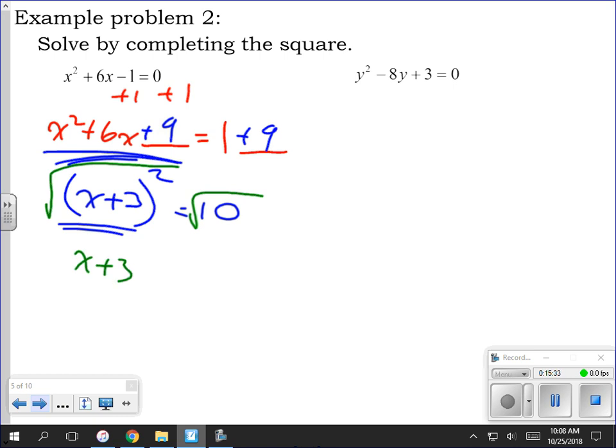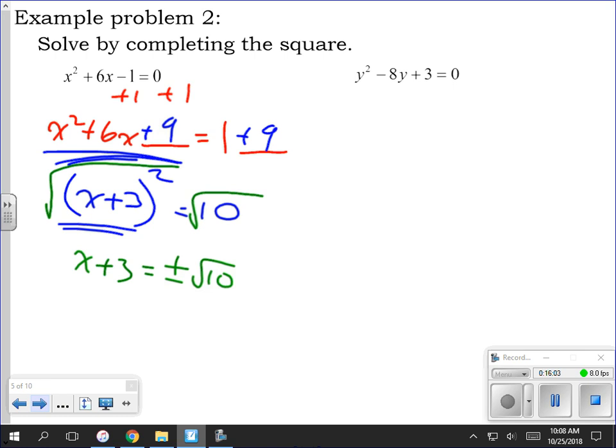X plus 3 equals plus or minus square root of 10, because 10 is not a perfect square. If it was a perfect square, then this problem would have been factorable to begin with. Okay. And I don't care if it is factorable. Some of the problems might be factorable. I don't care. If it says solve by completing the square, you need to solve by completing the square.